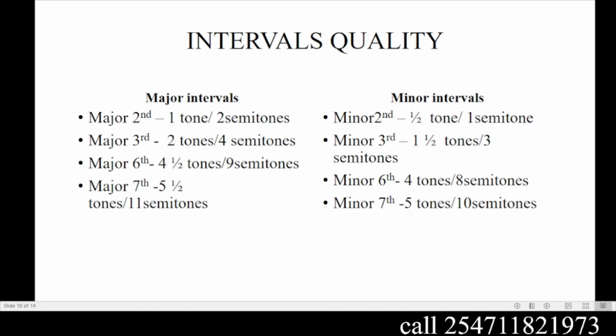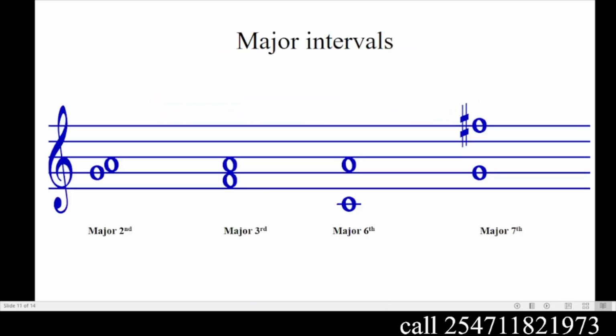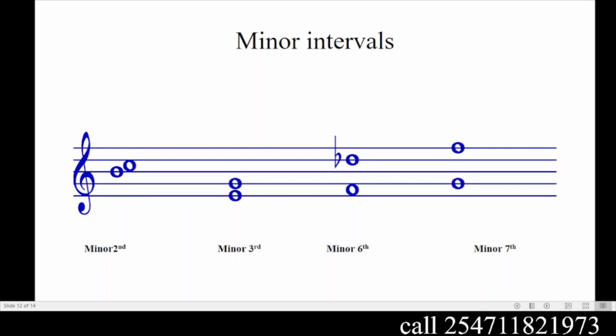Yeah, remember with the minor intervals, you just have to do the same by reducing the major interval by a semitone. So with a minor interval, remember always to reduce a major interval by a semitone, and you get a minor interval. Now, for example, here we have a minor second, and we are having it from B to C.